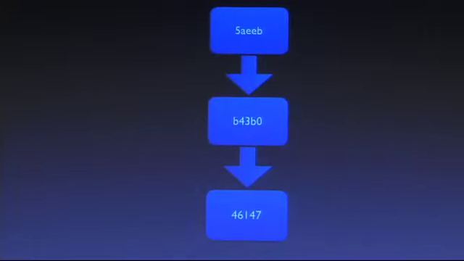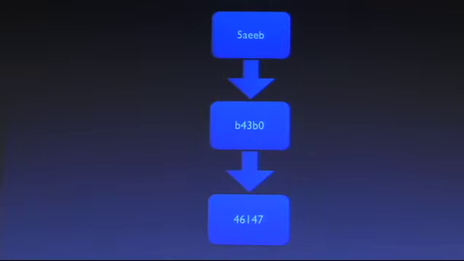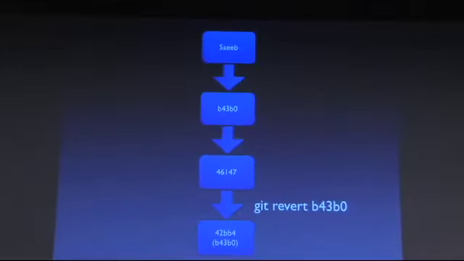So now if I say, well, I've actually messed up. This commit introduced a bug into my system. So I want to roll back to the commit before this. I want to take my files and roll back to this commit b43b0. So to do that, all I'm going to say is git revert b43b0.